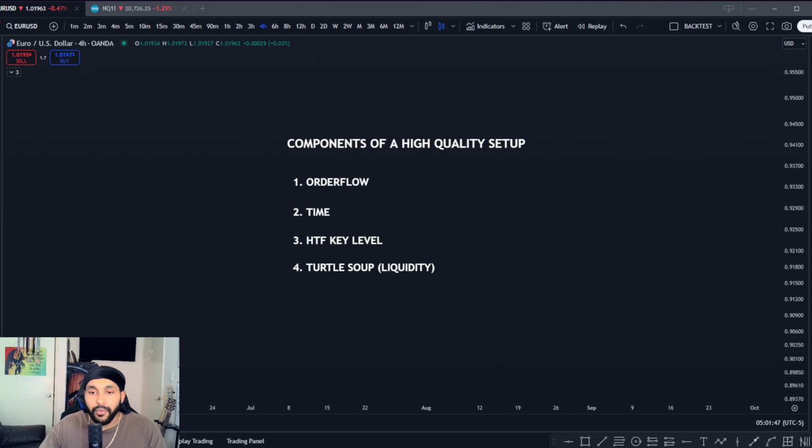Now, there is a prerequisite to this information. If you haven't gone through the ICT core content, then some of this information might be a bit over your head. So this is more for the intermediate to advanced ICT trader to understand these concepts. It may seem very simple from what's on the screen. Just four: order flow, time, higher time frame, key level Turtle Soup, bro. Oh, that's it. But it's the logic.